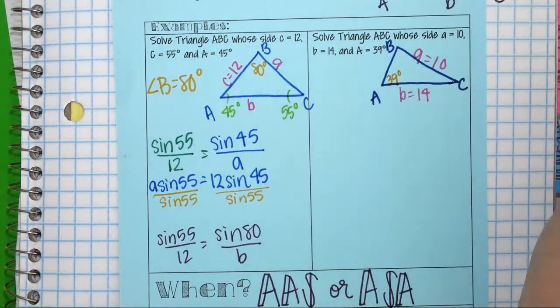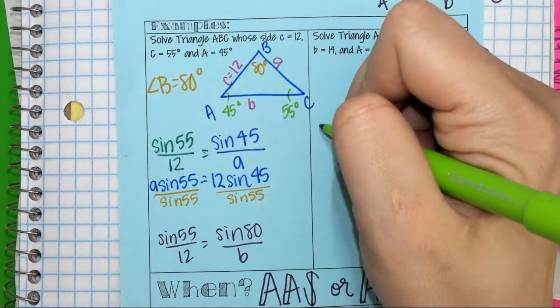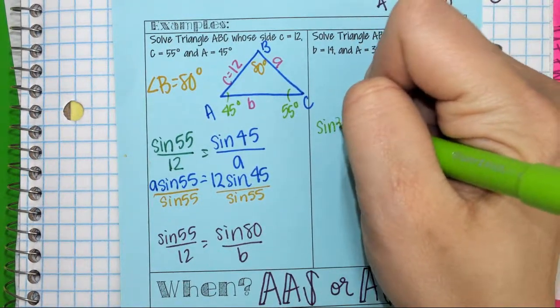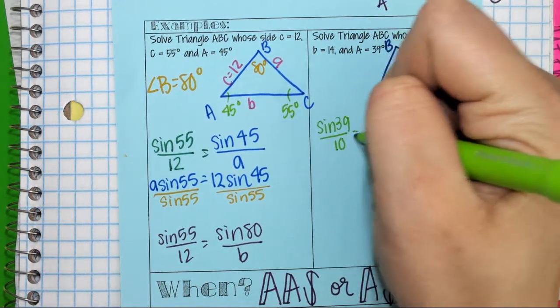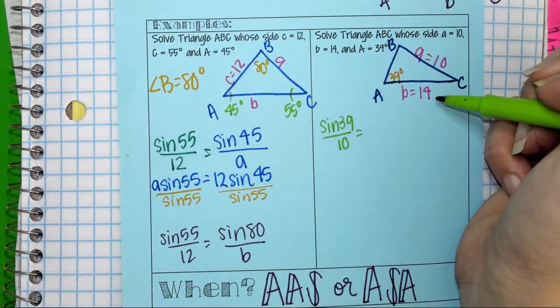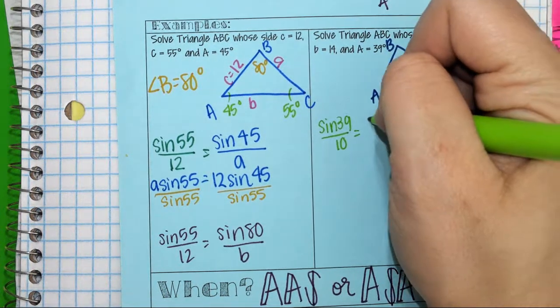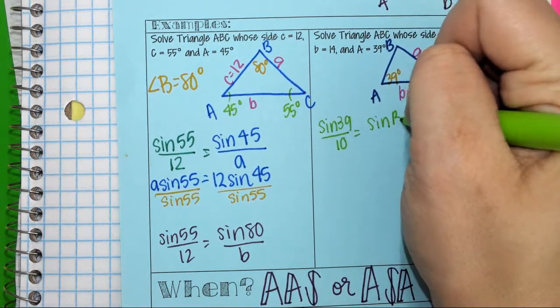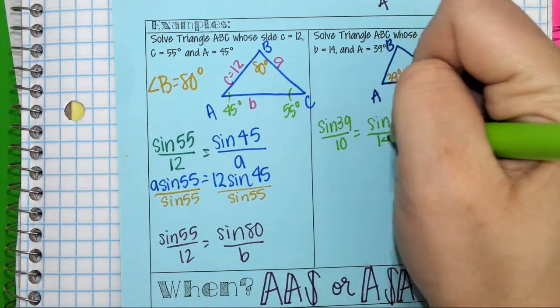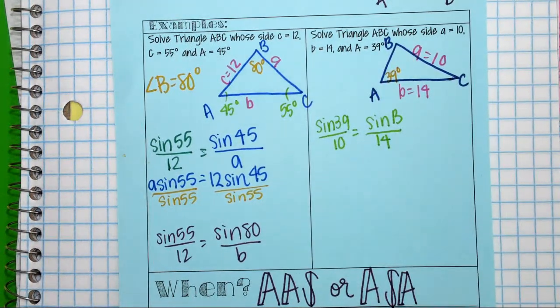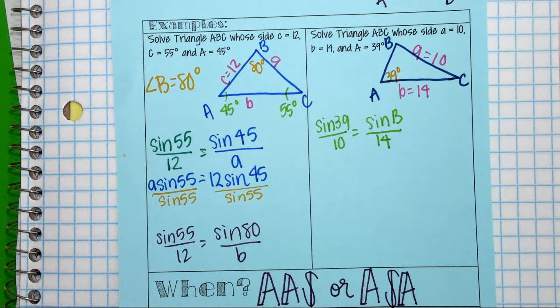So how would I set it up? Sine 39 divided by 10. And if we have the side length for 10, we need to go ahead and find the angle for 10, right? So then I would say sine of B divided by 14. Now if we're looking for angles, what are we going to have to do? Starts with an I. Inverse. Good.